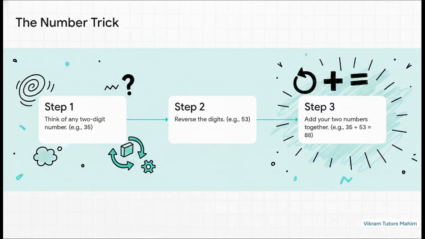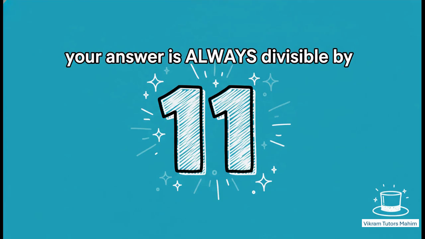Okay, step 1. Think of any 2-digit number, anything you want. Got it? Good. Now, step 2, reverse the digits of that number. So if you picked, say, 27, you now have 72. And finally, step 3, add your original number and that new reversed number together. Go ahead, take a second, and get your final answer. Okay. You have your final number.